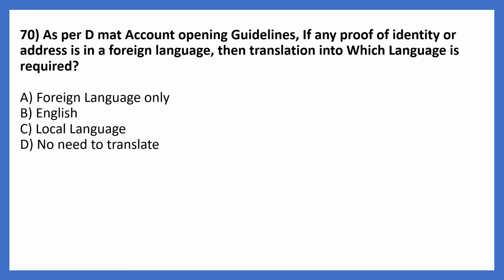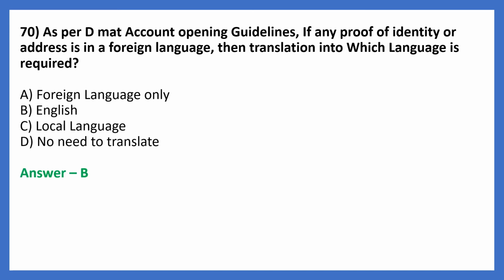As per the Demat account opening guidelines, if any proof of identity or address is given in a foreign language, then translation into which language is required? Option A, foreign language only. Option B, English. Option C, local language. And option D, no need to translate. The correct answer is option B, English.